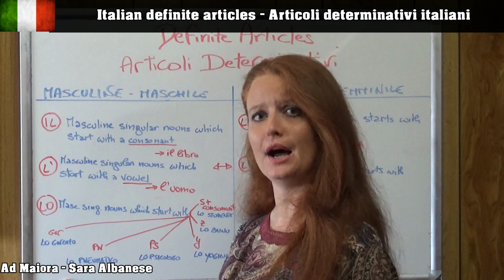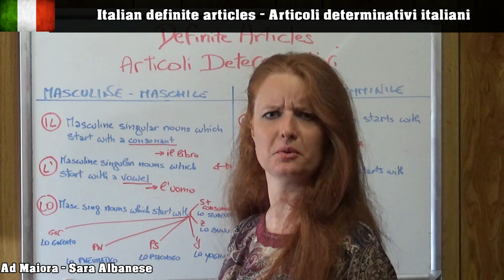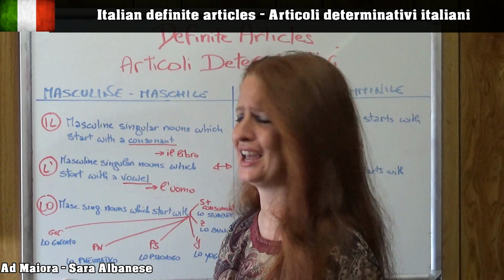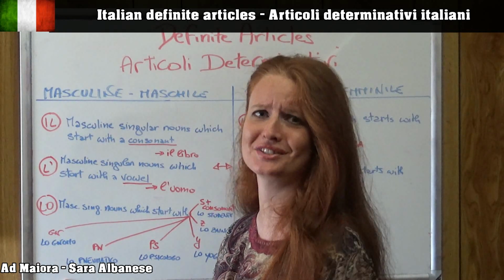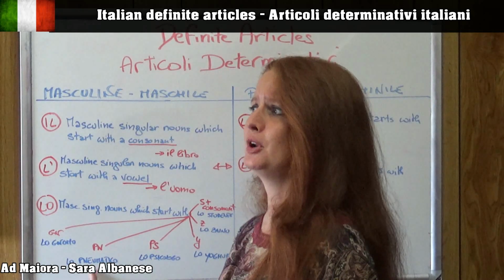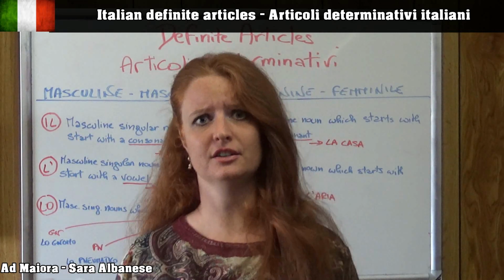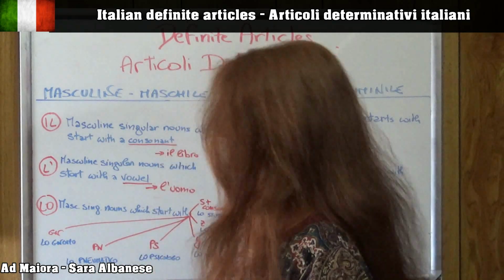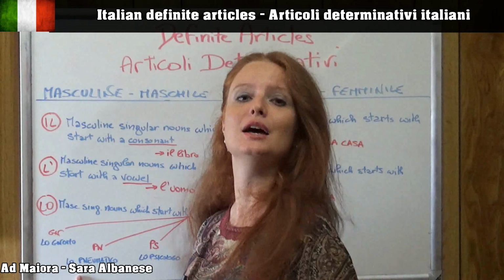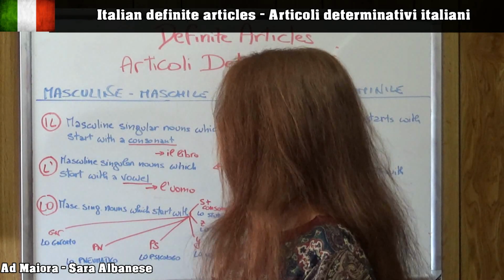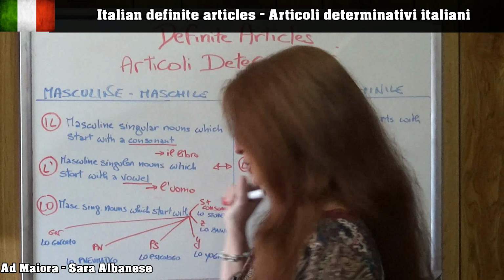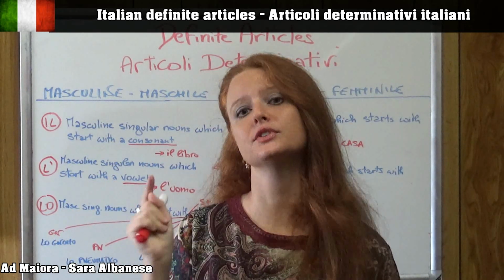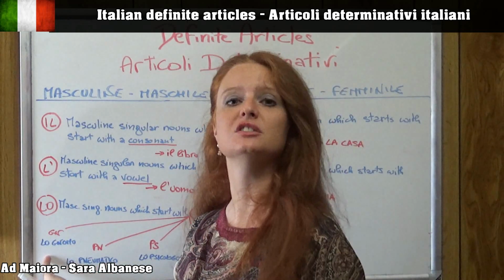Lo pneumatico. This is very rare, so if you forget about that, that's not so terrible because there are just a few words starting with PN. Pneumatico means tire, the tire you have in the wheel of your car. So it's not a very common one, but anyway, lo pneumatico. And finally, you always use lo when the noun starts with gn, which is ñ.